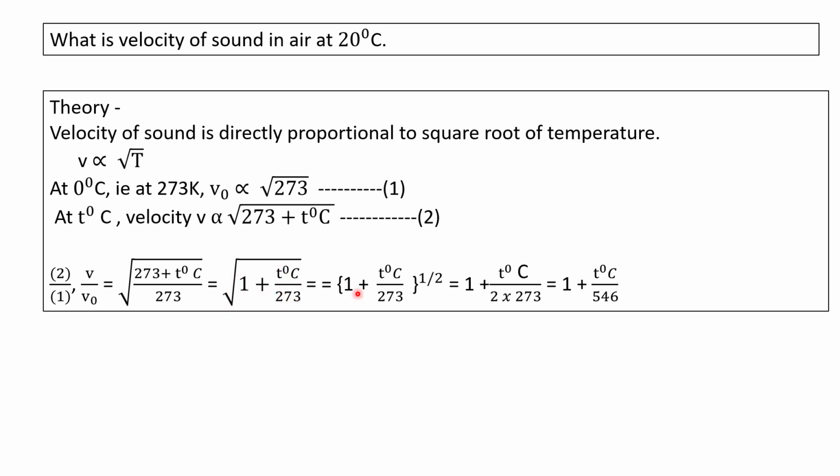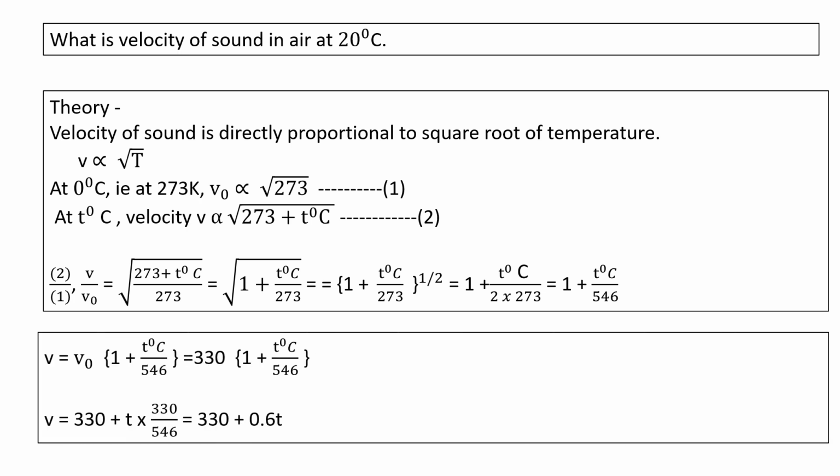Instead of square root, we can write raised to minus half, and opening the brackets, we get 1 plus T by 2 into 273. That is 1 plus T by 546, since 2 into 273 is 546. Now taking V0 to the right hand side, V is equal to V0 into (1 plus T by 546). V0 is 330, so V equals 330 into (1 plus T by 546).